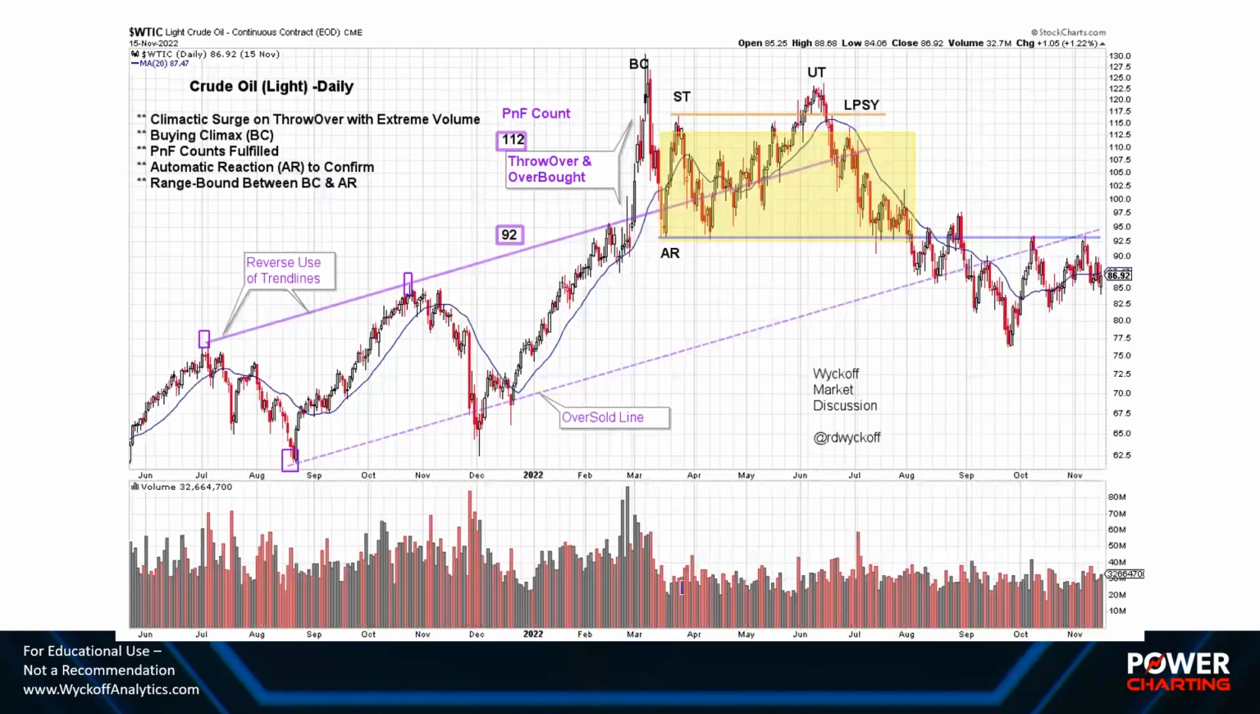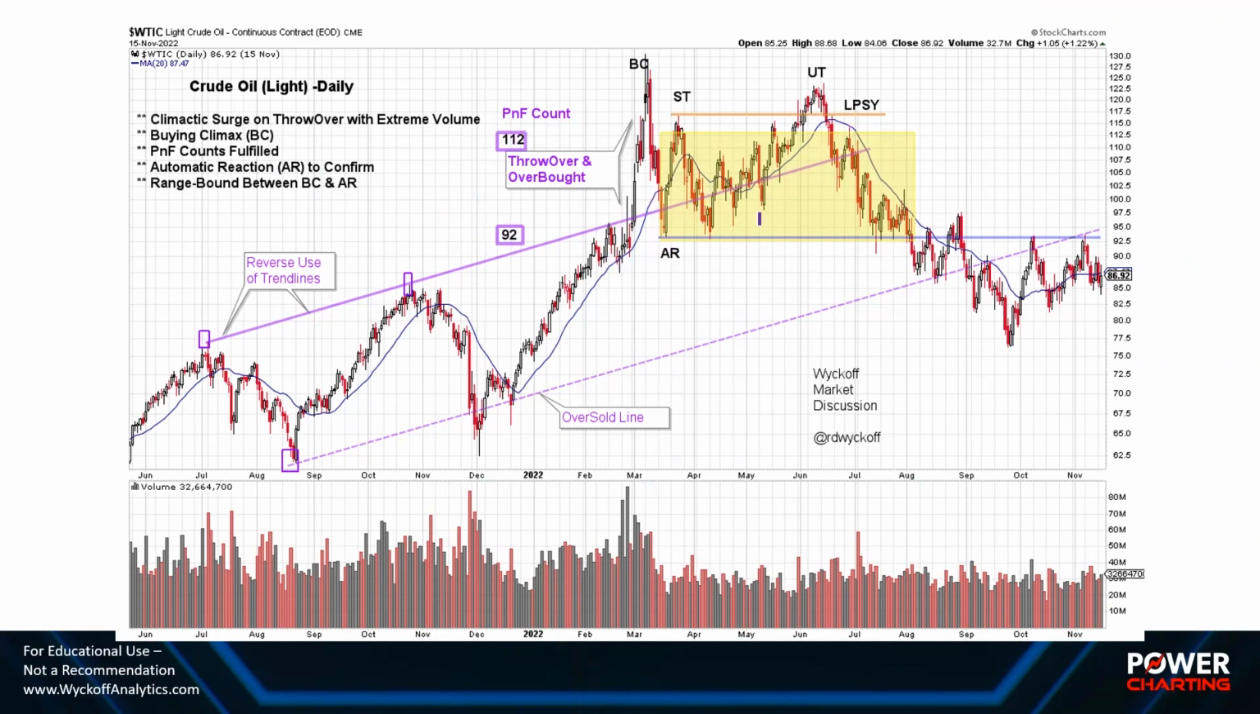Last chart, and then we'll say goodbye, is crude oil. We've, I think, done a super job on crude oil. Wyckoff has really been extremely helpful. This is a point and figure chart I did back when crude was in the 30s. I've shown you that point and figure chart. This was the count objective, 92-112. The yellow shaded area represents the range of that count. We had a buying climax that went above the 112 and immediately collapsed back down to the 92 area.